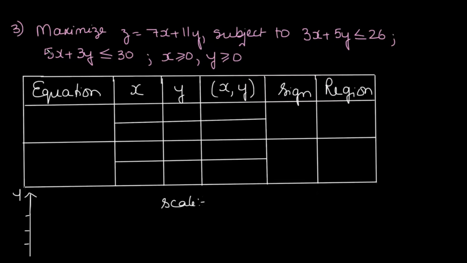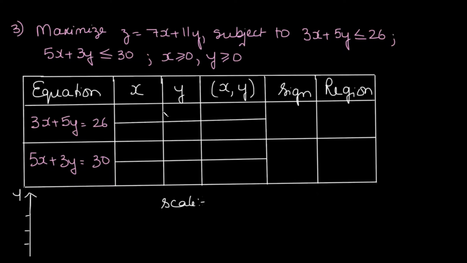Let me show you the third question also. The question is: maximize Z is equal to 7x plus 11y subject to 3x plus 5y less than or equal to 26, 5x plus 3y less than or equal to 30, and the non-negativity constraints. So in this case, the equations from these inequalities are 3x plus 5y is equal to 26 and 5x plus 3y is equal to 30.